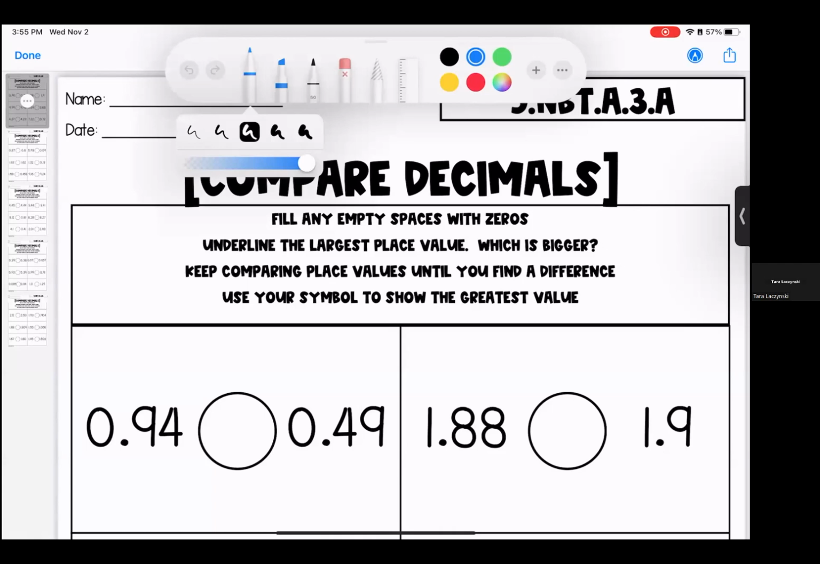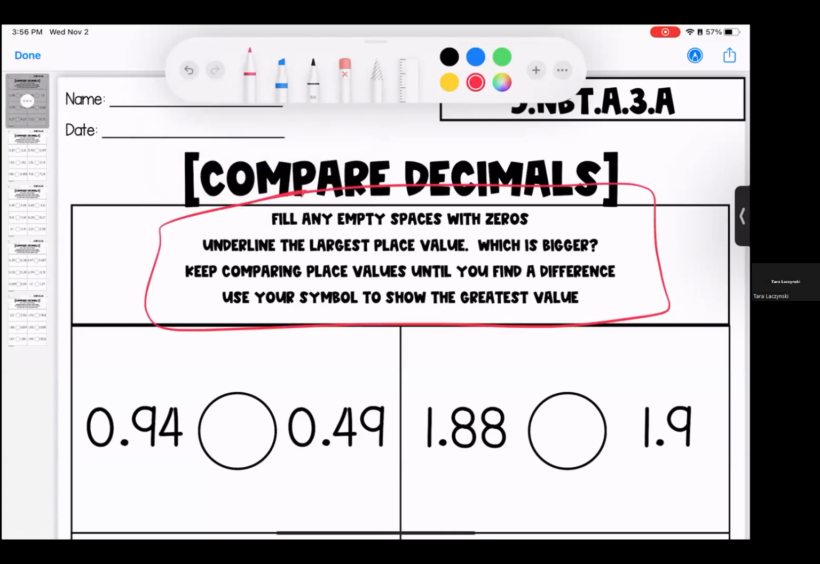Up top, as I like to try to do, we have some really good reminders of what we need to do and what order to do them. First of all, we want to make sure we fill any empty spaces with zeros. Remember that our goal with that is to make sure that our digits are the same. So if one number has 3 digits, then the other number also has 3 digits. Keeps them balanced. It also helps our brain make really strong connections when we're comparing to make sure that we're comparing the proper place values.